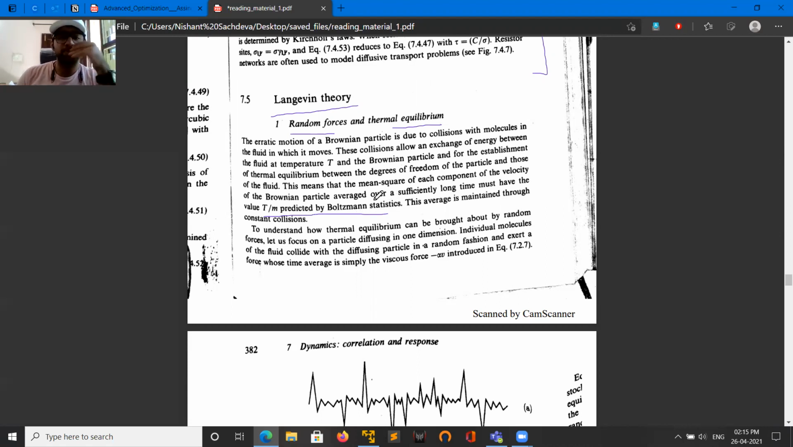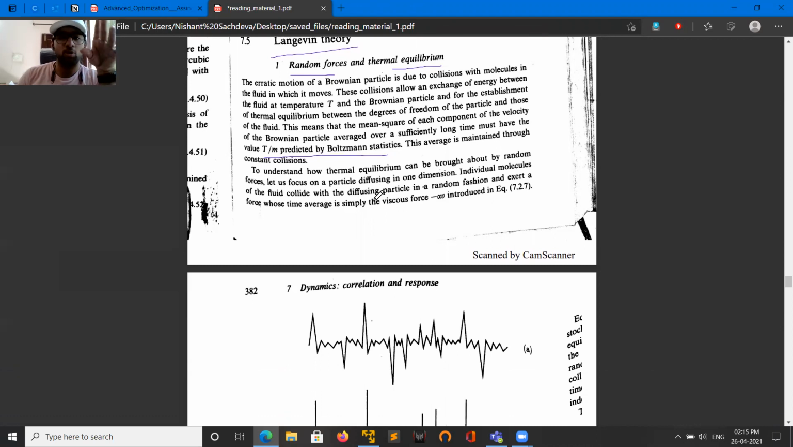Now, to understand how thermal equilibrium can be brought about by random forces, let us focus on a particle diffusing in one dimension. Individual molecules of the fluid will collide with this particle in a completely random fashion and exert a force whose time average is simply the viscous force. This is where our previous discussion comes in useful.